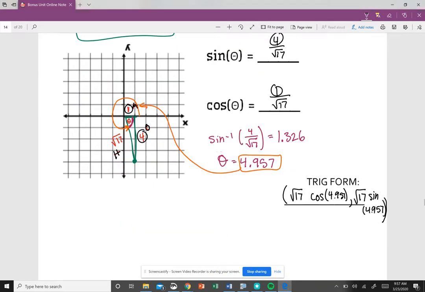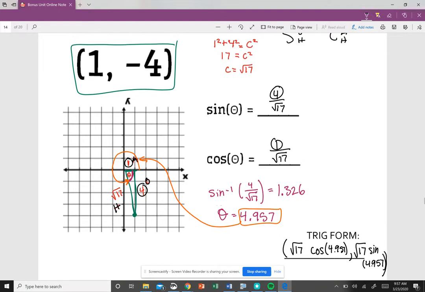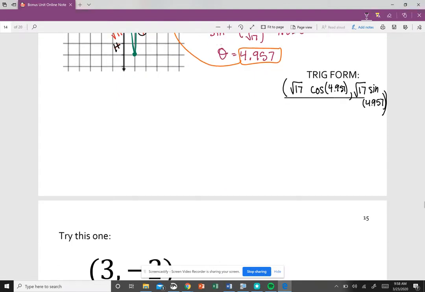Trig form. It's really just taking our x number and writing it in a different way. It's taking our y number and writing it in a different way. Now, these will be important. They will be applicable. Just right now, it just seems like a whole lot of extra math.